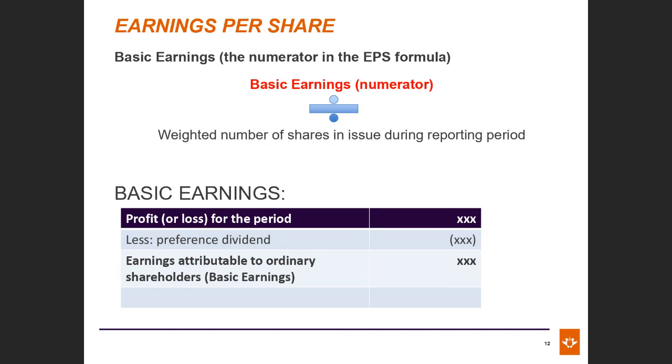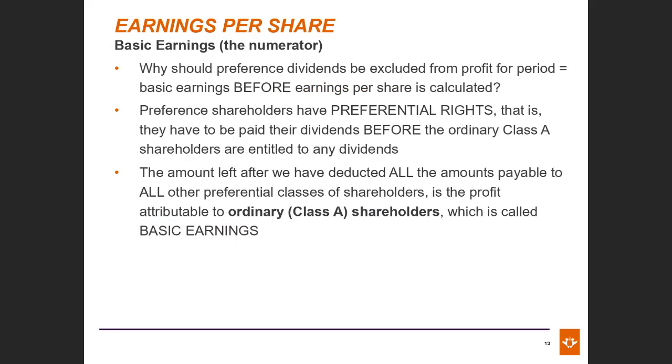So now that we have looked at the basic formula, let's have a look. There should be a class example. Okay, well, let's just go to the next slide and then we'll go to the class example. Basically it explains what we have just said. So why should the preference dividends be excluded from the profits? They should be excluded from the profits in order to get basic earnings before earnings per share is calculated. So we need to take out any preference dividends from the profit in order to get our basic earnings that is attributable to our ordinary shareholders.